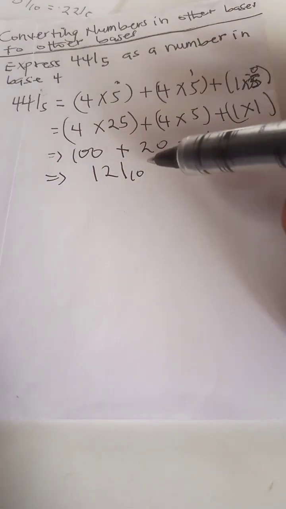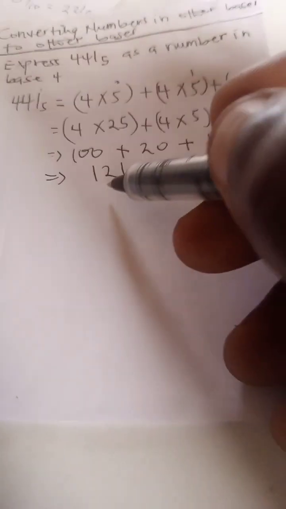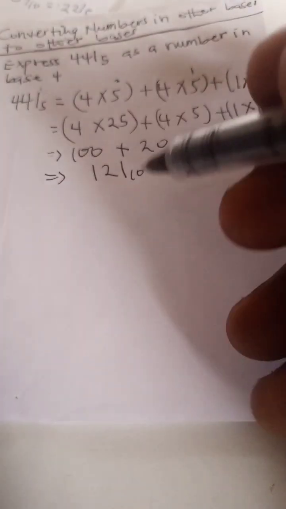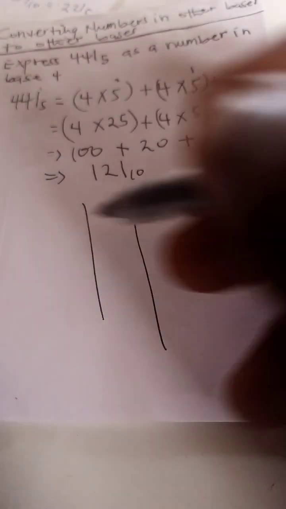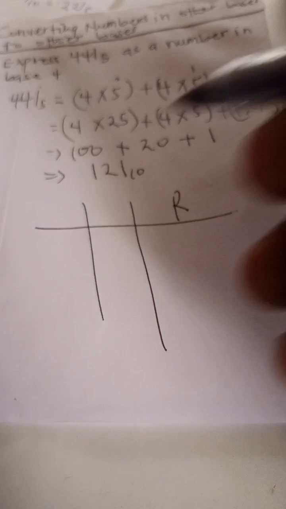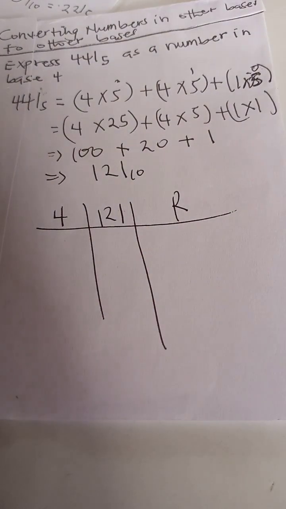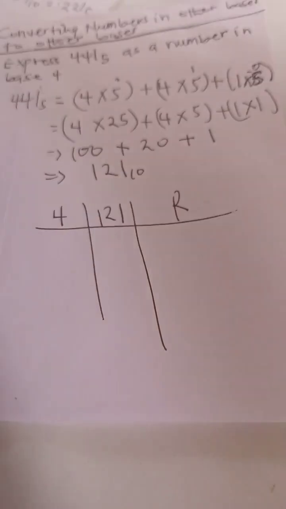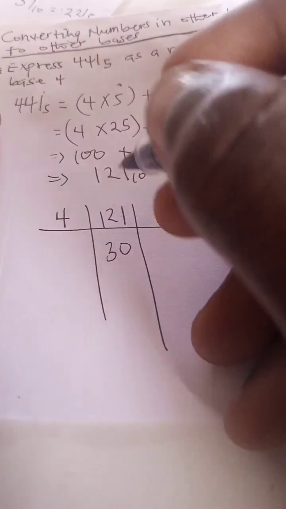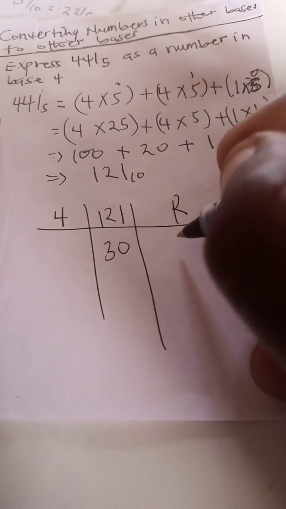Now this is in base 10, so you can convert from base 10 to base 4 by the second aspect of the class today, converting numbers in base 10 to other bases. We draw our table. This becomes our remainder, so 121 is here. We are converting to base 4, so the divisor is 4. Now 121 divided by 4 will give us 30 point something, so we need the whole number 30. 30 times 4 subtracted from 121 gives us 1.